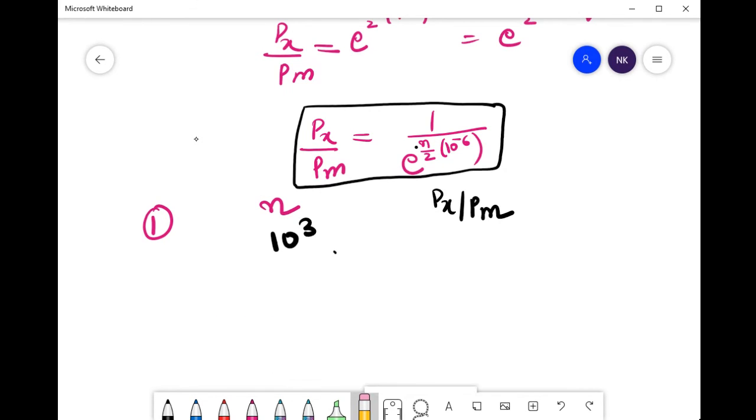What are you getting? 1 by e raised to power 10 raised to power minus 3 by 2. If the number of particles are 10 raised to the power 3, 1000 particles, so I am getting 1 upon e raised to 0.0005.